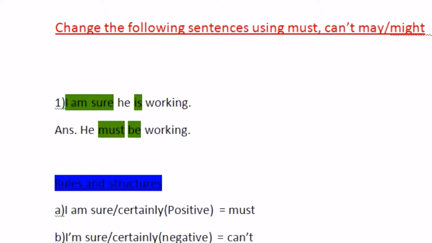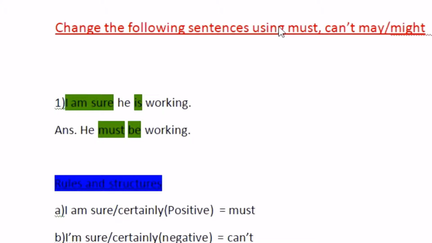Change the following sentences using must, can't, may or might. I'm sure he is working. And the answer is he must be working.